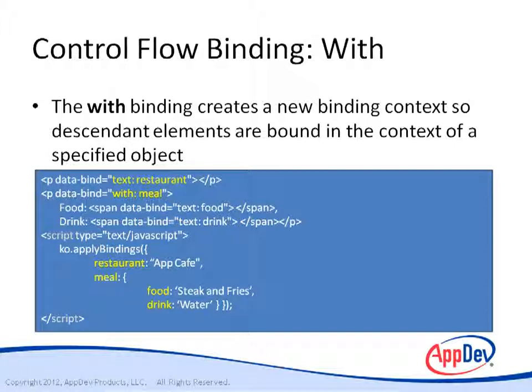If you look down at the script block, you see how this takes place. You have restaurant, which is just a string, and that's tied to the text restaurant up top. And then you have meal, which encapsulates food and drink within it. So let's look at Visual Studio, and we'll see how to code this up.